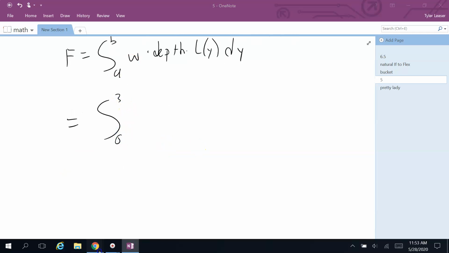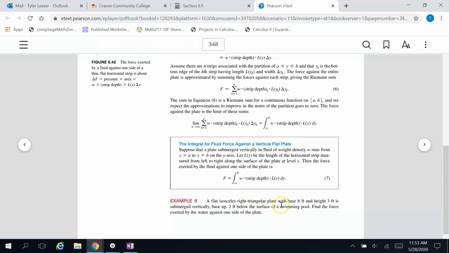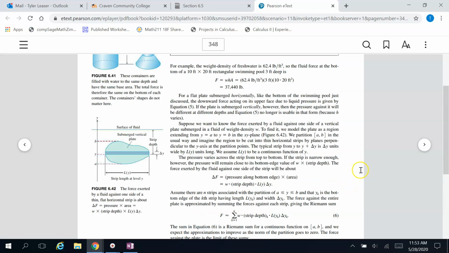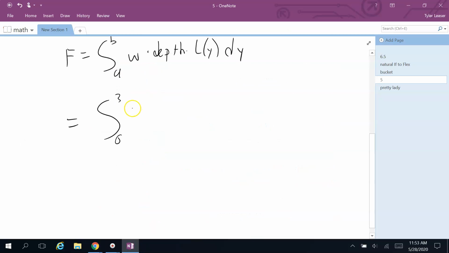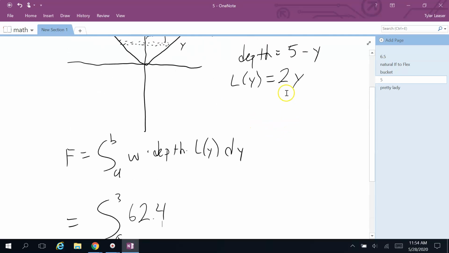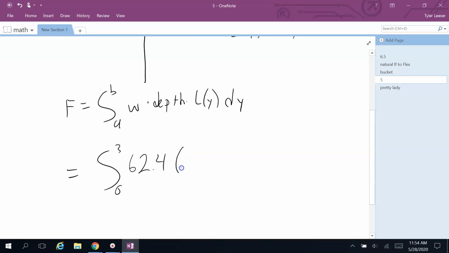The density of, I think you said it was water, right? Blah, blah, is vertically suspended. Oh, it says a swimming pool. All right, so we're just going to use water. For whatever reason, this book doesn't like to give the density of water. In the question, it just assumes that you know it. So the density of water is 62.4. So that's going to be the W, 62.4, times the depth of the strip, which remember we found up here. The depth of the strip is 5 minus y, times the length of the strip, which remember was 2y dy.